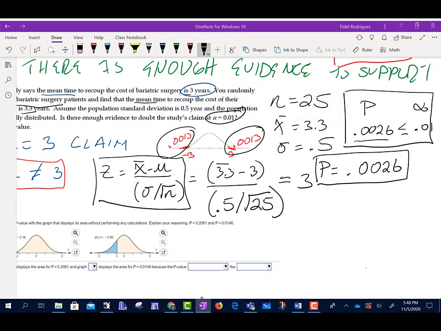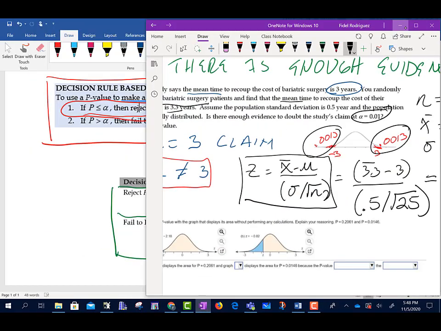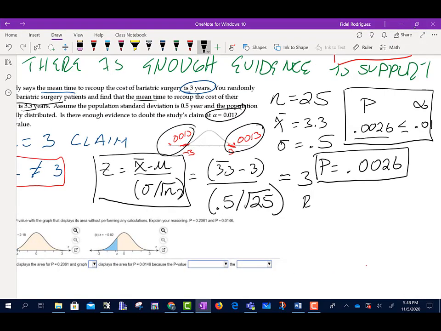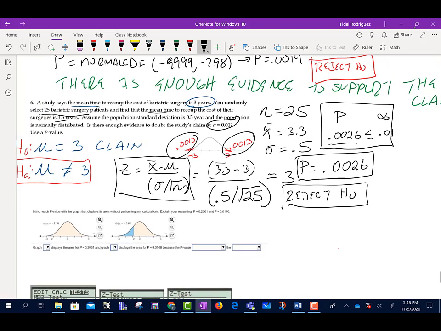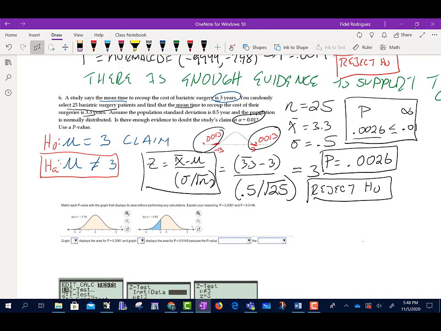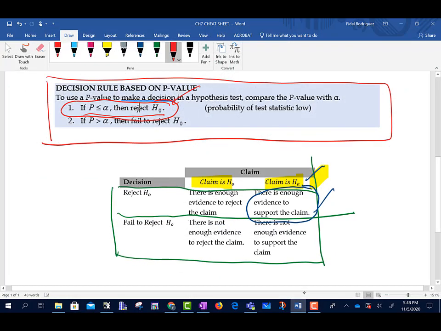So, oops, sorry about that. Okay, so we're going to say we are going to reject the null hypothesis, okay? Now that we've rejected the null hypothesis, the second thing we need to figure out, which one is our claim? So if you look here, our claim was the null. So when I come back to my cheat sheet, my claim was the null, and we are rejecting the null hypothesis. So now we're going to say there is enough evidence to reject the claim.